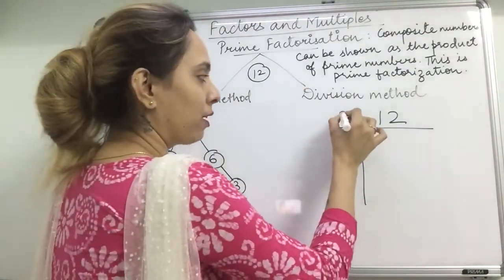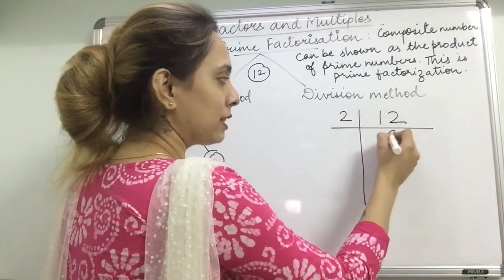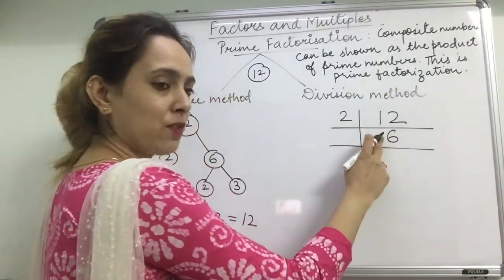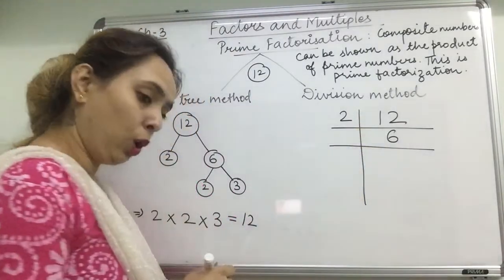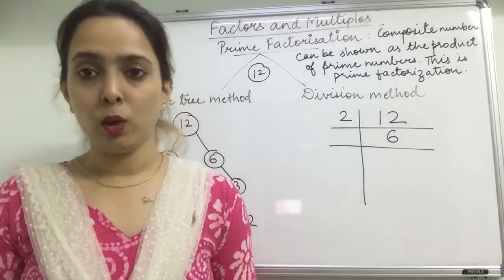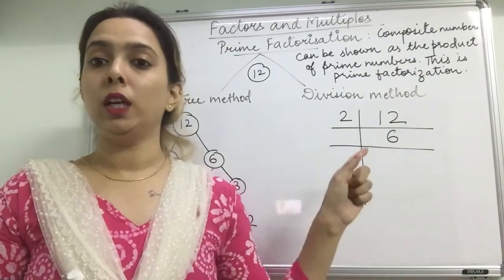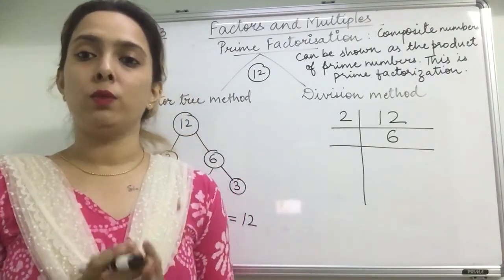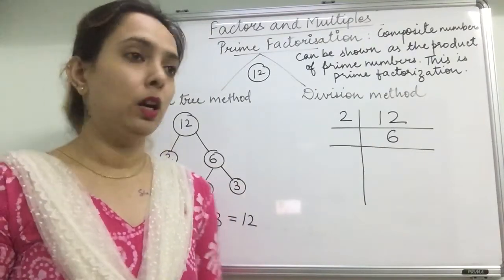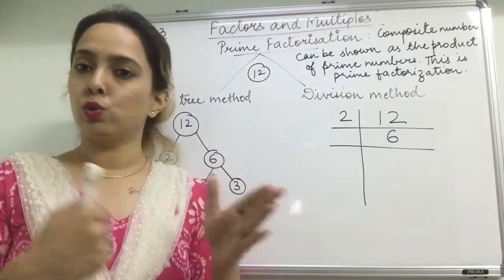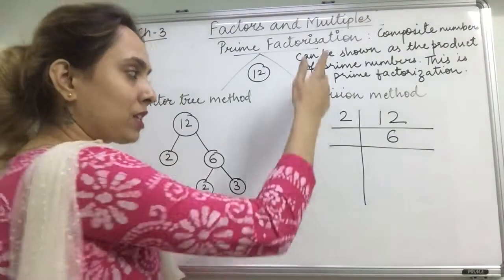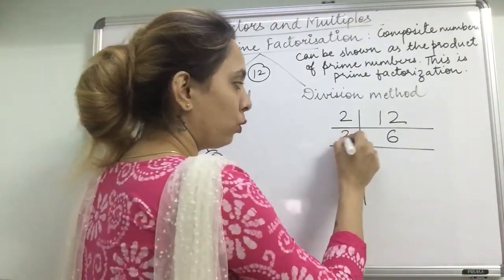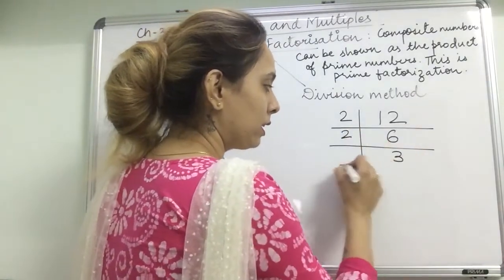So I will write 2 here. 2 sixes are 12. Again 6 is divisible by 2. Though 6 is divisible by 3 also, you cannot use 3 here. You cannot use 3 before. First complete the division with 2 and then you will use 3. You cannot use 2, 3, 2 like this. First complete the division by 2. So here also 2 threes are 6.